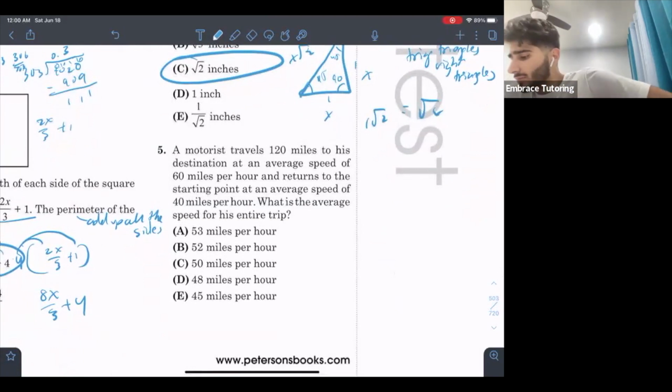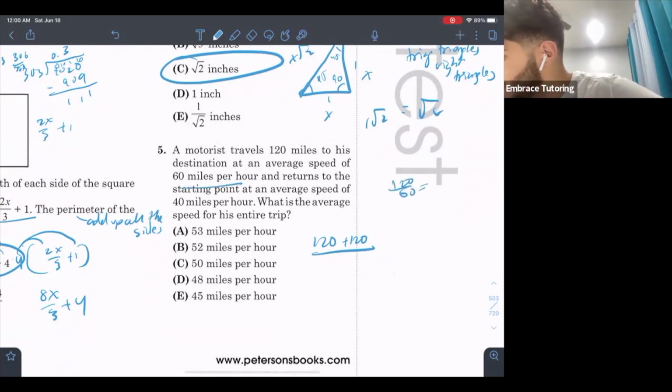Question 5. A motorist travels 120 miles to his destination at an average speed of 60 miles per hour and then returns to his starting point at an average speed of 40 miles per hour. What is the average speed for the entire trip? So what we could do here is it travels 120 miles to his destination and then drives another 120 miles back. So it's 240 total. And then drives 60 miles per hour. So 120 divided by 60 gives you 2 hours.